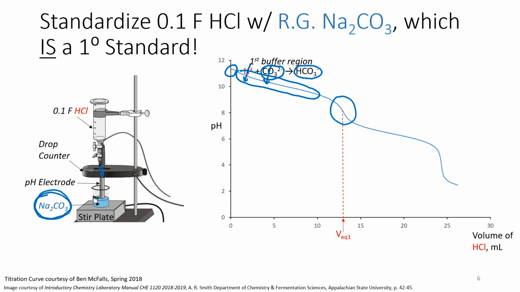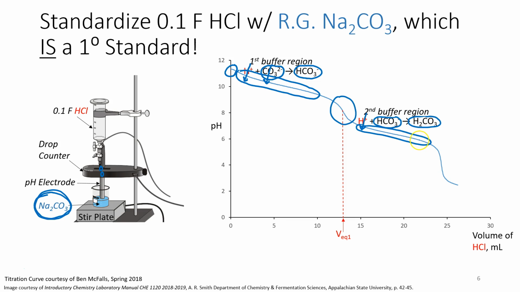But you're going to keep going. You're going to keep adding H+, which is going to react with all of the bicarbonate produced here, shown by this reaction. And again, at this point in the titration, every time you add H+, it gets consumed. So the solution contains a weak base and its conjugate acid, or a buffer. So this is your second buffer region.